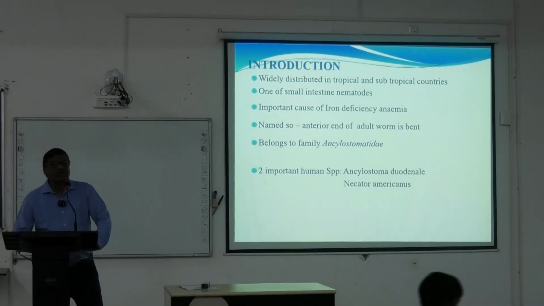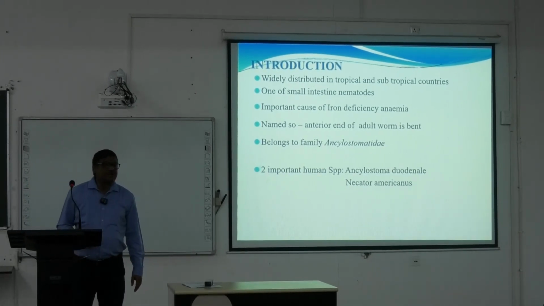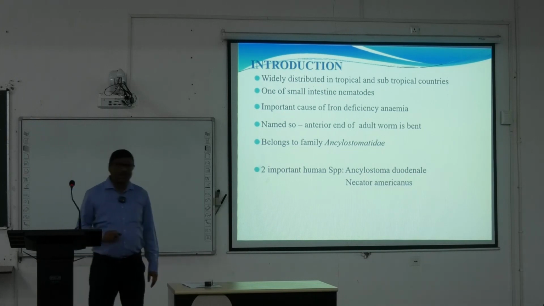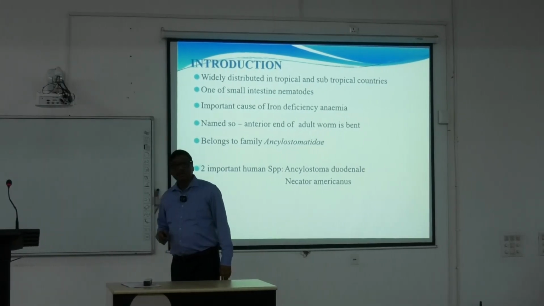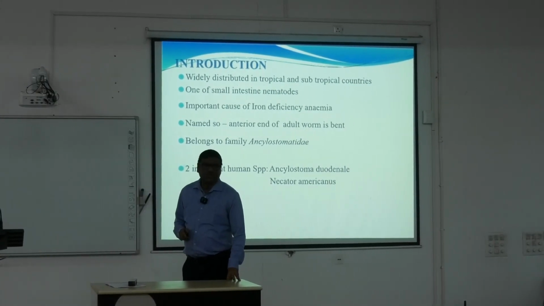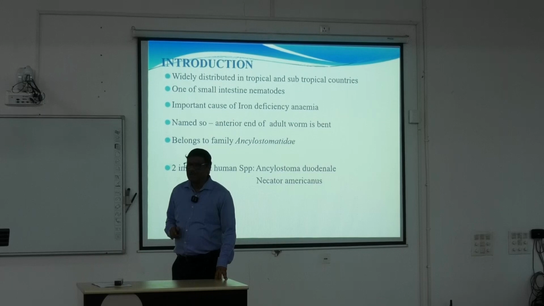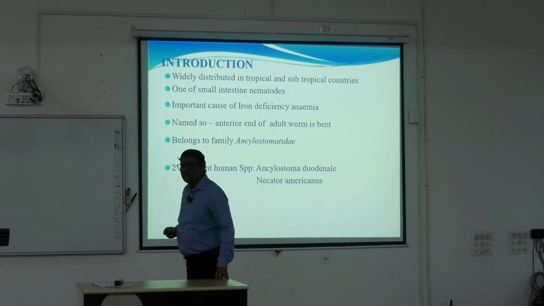What type of iron deficiency anemia? Normocytic hypochromic anemia. There may be possibilities of folic acid deficiency, vitamin B12 deficiency. So, this is an important catch question in the oral examination.